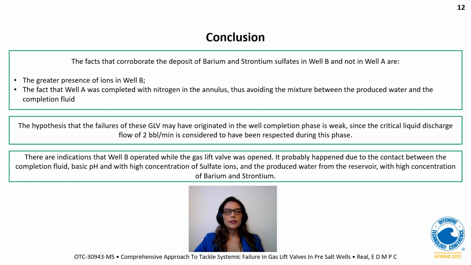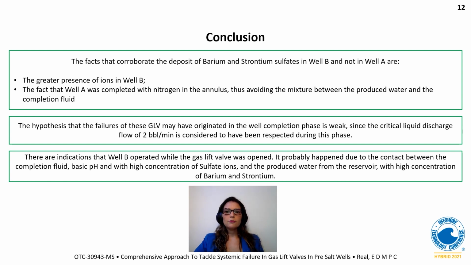Conclusion. The facts that corroborated the deposit of the barium and strontium sulfates in well B and not in well A are the greater presence of ions in well B, and the fact that well A was completed with nitrogen in the annulus, thus avoiding the mixture between the produced water and the completion fluid.